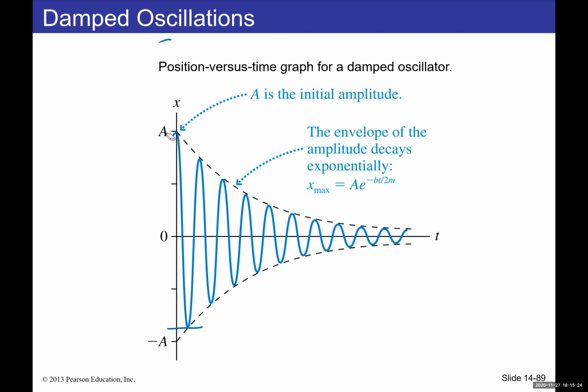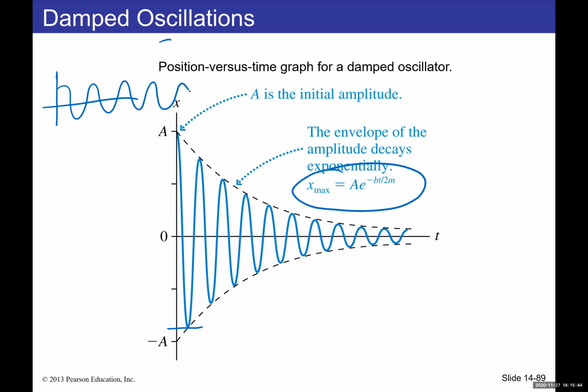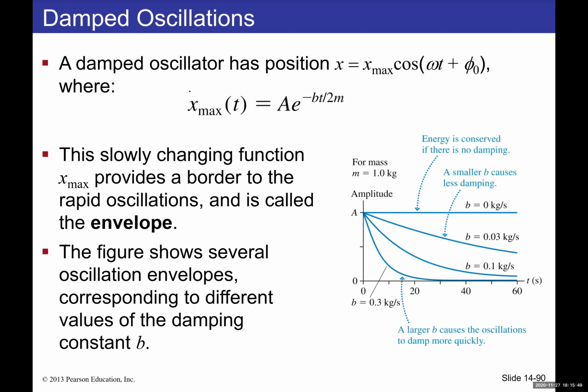Okay, so the amplitude, or the envelope amplitude, decays exponentially, where x max equals A e to the negative bt over 2m. This is the position versus time graph for a damped oscillator. Undamped, you basically go like this forever. For the damped oscillation, you eventually slow down and stop. So the damped oscillator has position x equals x max cosine(omega t plus phi naught), where we take x max to be A e to the negative bt over 2m. So now we have several scenarios.